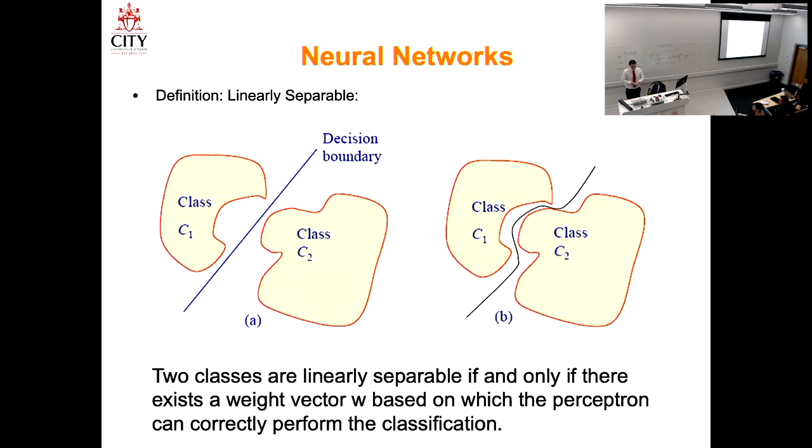But the problem is, let's define linearly separable. If two classes are linearly separable, it means you can draw a single line and separate them. Right? So you can draw a single line and separate those classes. This is called linearly separable. And if there is something like this, a single straight line is not going to be able to classify them, so they are not linearly separable.